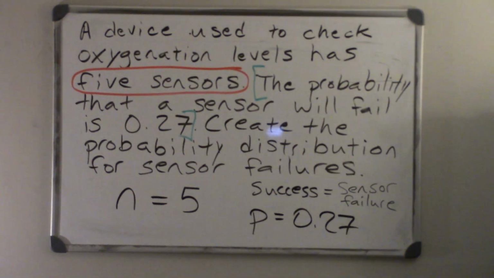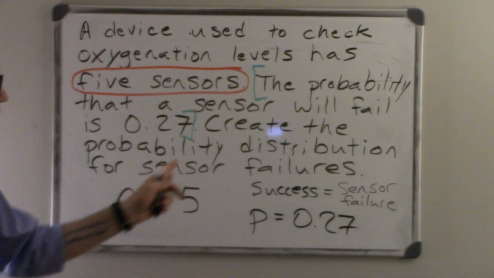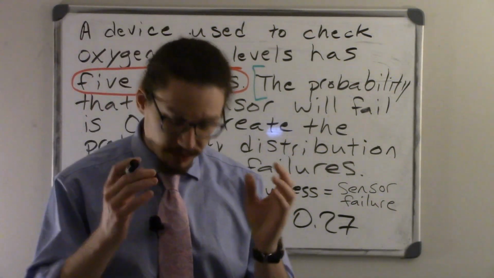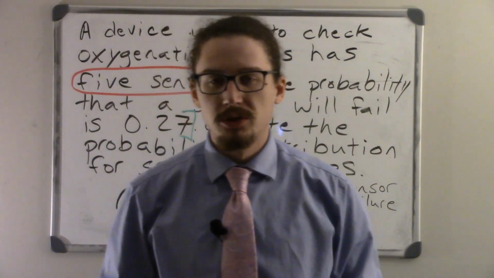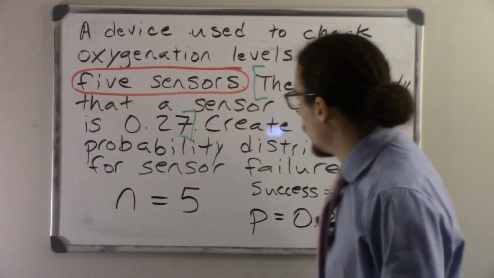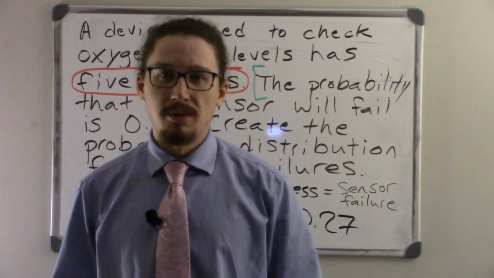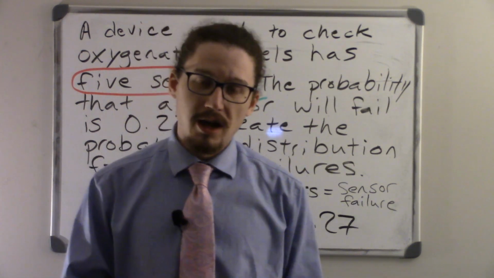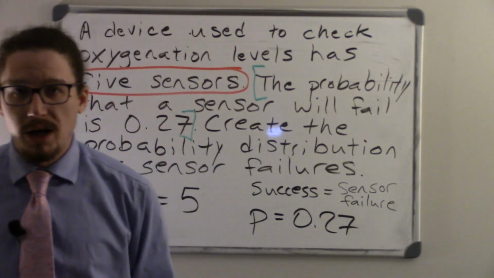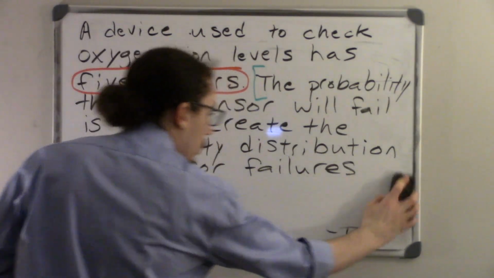Let's go ahead and start actually calculating some probabilities. It says create the probability distribution for sensor failures. So essentially what this is asking us is to create a probability distribution. We want to describe this random variable, this random process. And so we're going to follow the same steps that we did previously in this chapter for describing a discrete random variable. We've really already stated our variable. It's number of sensor failures. Then we're going to list all of our possible outcomes, and then we're going to find those probabilities. That is what we're going to start doing.